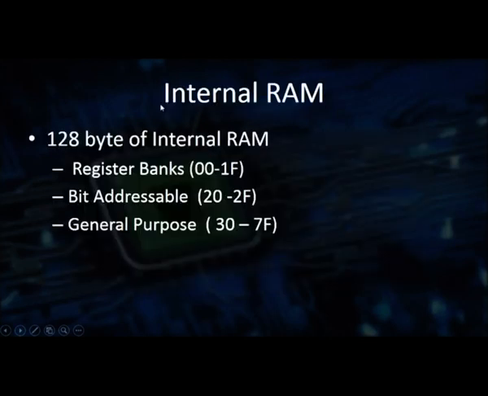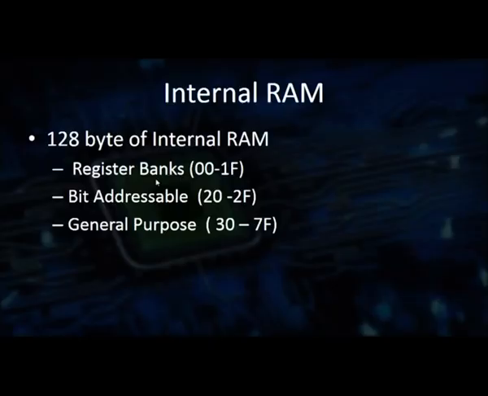access it. The internal RAM, which is 128 bytes, is divided into 3 parts and used for 3 different purposes. The first one is the register bank. In the 8051, 4 register banks are available, which are B0, B1, B2, B3. Each register bank has a group of 8 registers. Each register is an 8-bit register. So, totally 32 8-bit registers are available. These registers are accessed by using the addresses 00 to 1F.